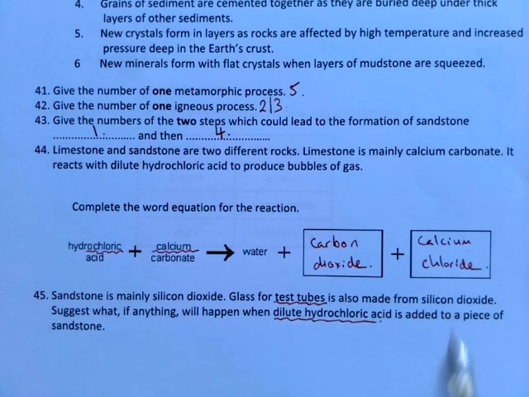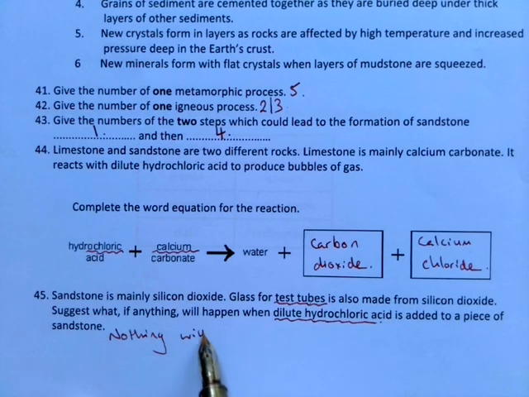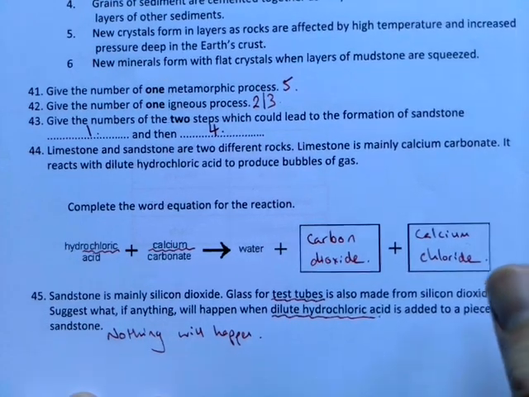So if I put the acid in a test tube, nothing happens. And the test tube is made from silicon dioxide. Sandstone is made from silicon dioxide. So if I add dilute hydrochloric acid to sandstone, nothing will happen, because they're both made from the same material. So test tubes and sandstone are both silicon dioxide.